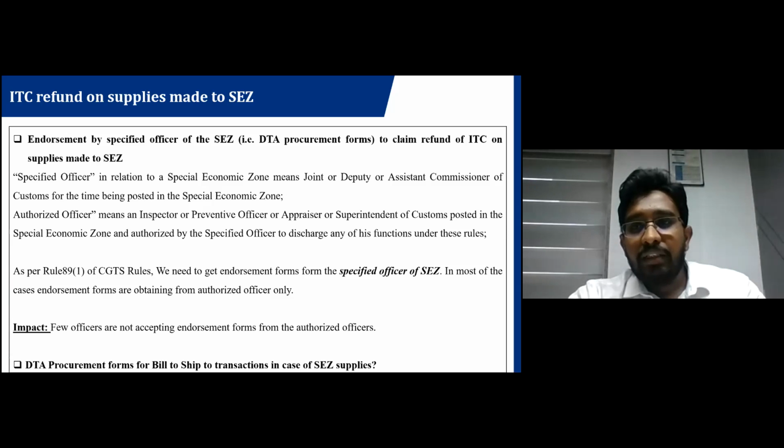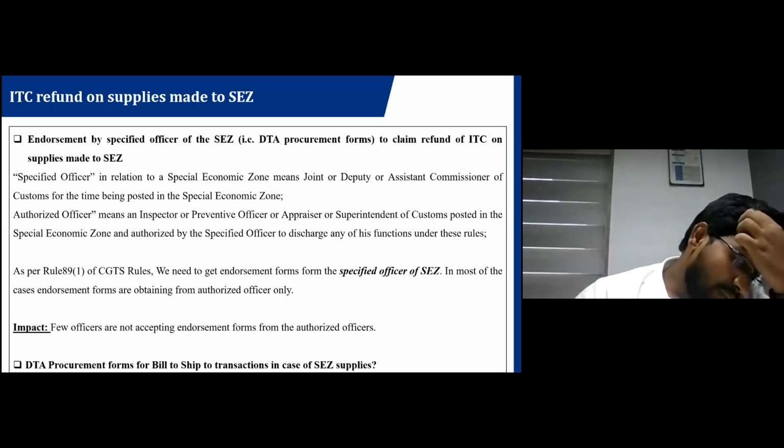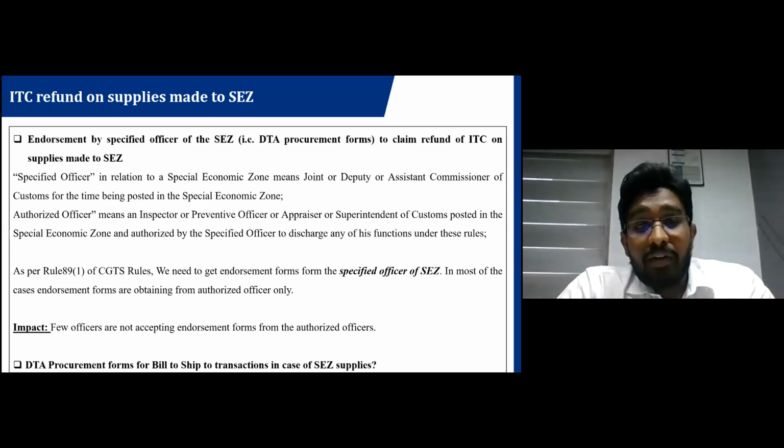But as per the SEZ Act, all the DTA clearances will be done by the authorized officer only. The specified officer won't be involved in those clearances. But coming to the GST Act, the words used are specified officer. Now the officer is saying we need DTA procurement copies signed by the specified officer, not by the authorized officer. That's the issue raised by one of the refund officers. Getting DTA procurement copies itself from the authorized officer is a difficult task. How can we get DTA procurement copies signed by the specified officer again? That would be difficult. We need to wait and watch how it will be impacted in future.